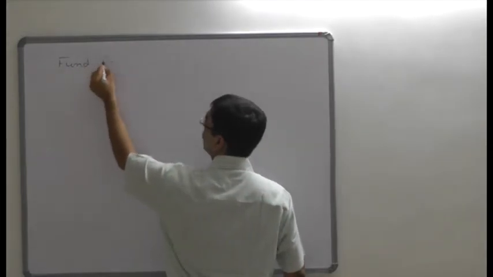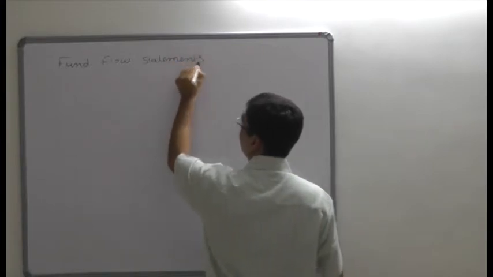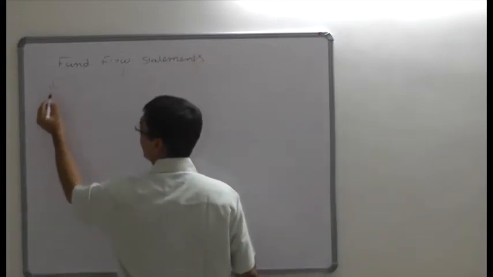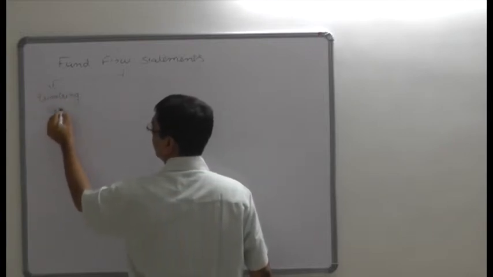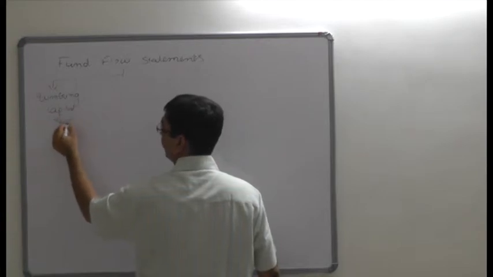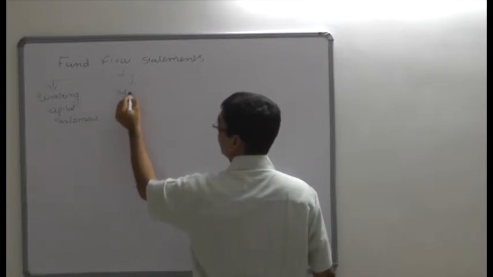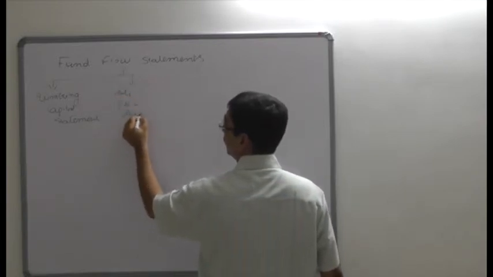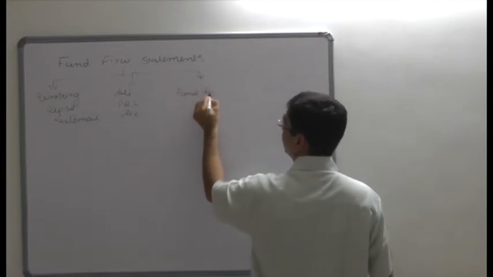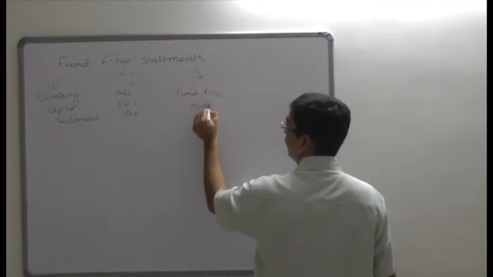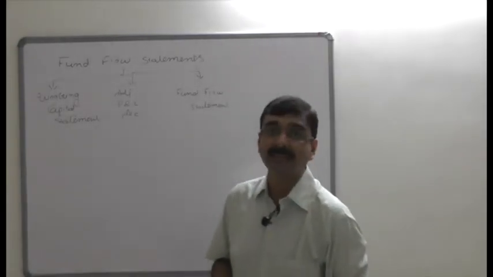So fund flow statement problems need three different important statements. The first is the working capital statement, the second is the adjusted profit and loss account, and the third is the fund flow statement itself. Now see that all three statements have a different ideology and different understanding.